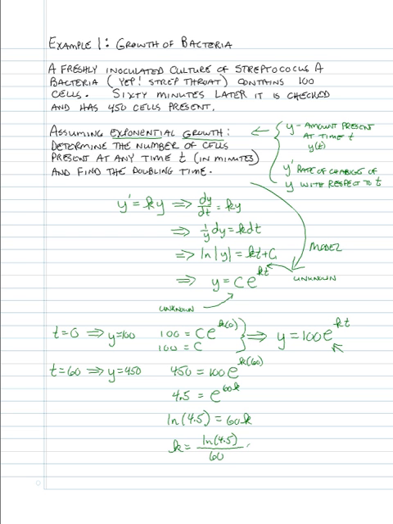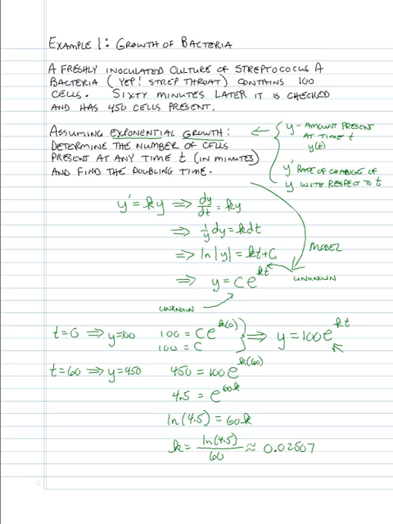Now, we can get our calculator out and approximate that, and that's approximately equal to 0.02507. And I've gone several decimal points, as you can see. Now, using this information, our model is complete.